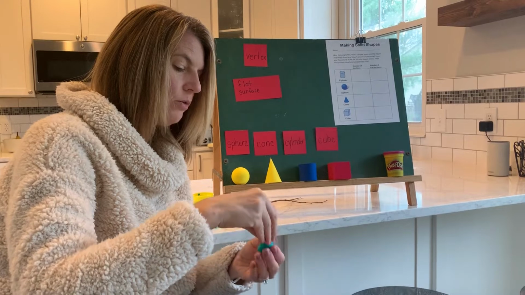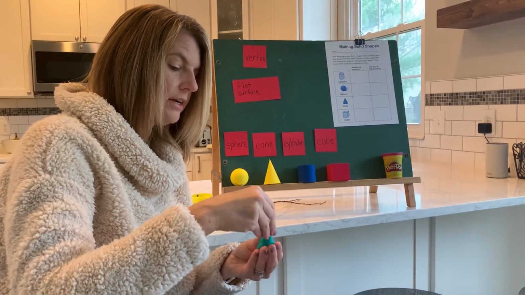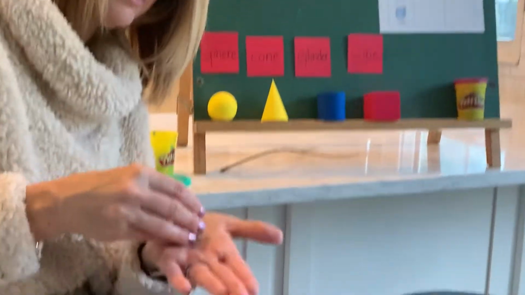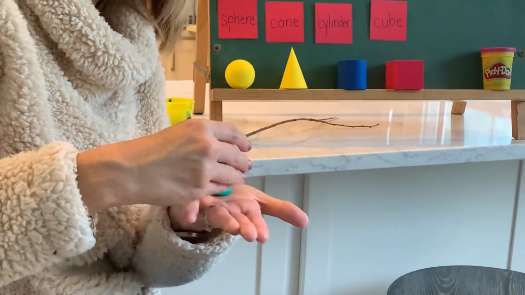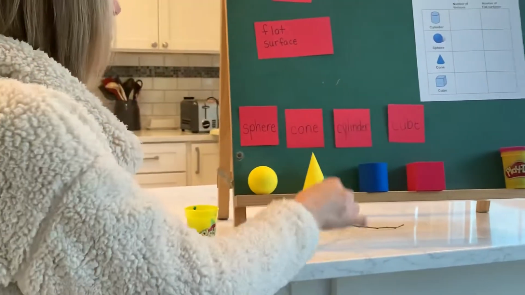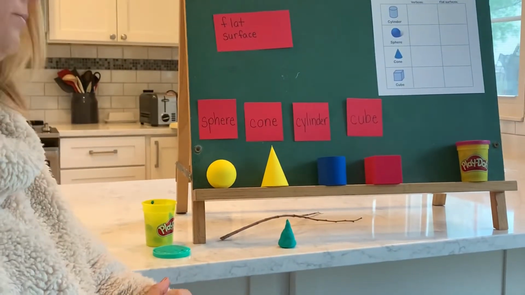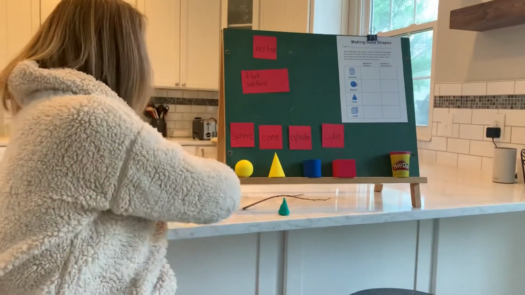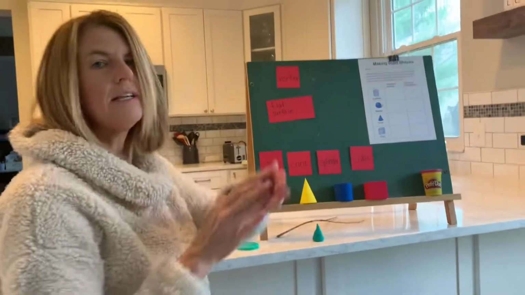I'm starting with a cone. I'm trying to get my vertex here and my flat surface. So I'm pressing it on my hand to get my flat surface. There's my cone. Is it perfect? It's not perfect, but it's very much like a cone. All right, I'm going to take another glob and I'm going to make the sphere. That one was pretty easy.